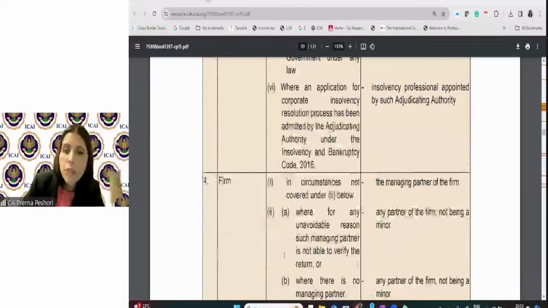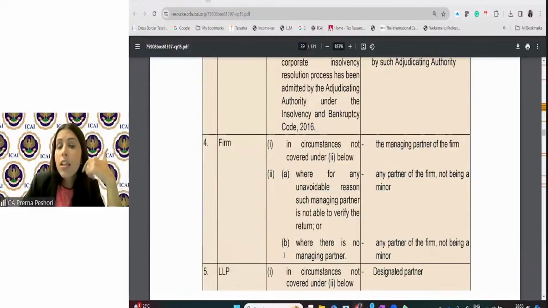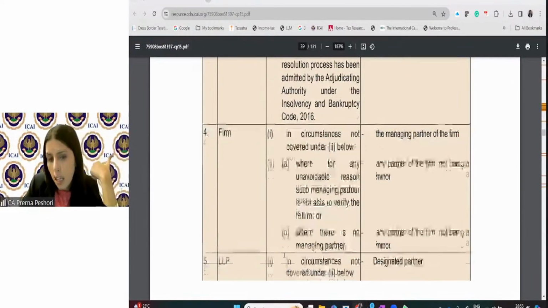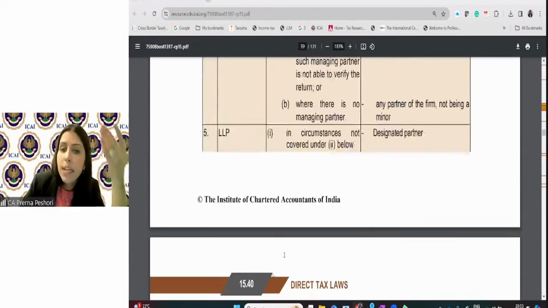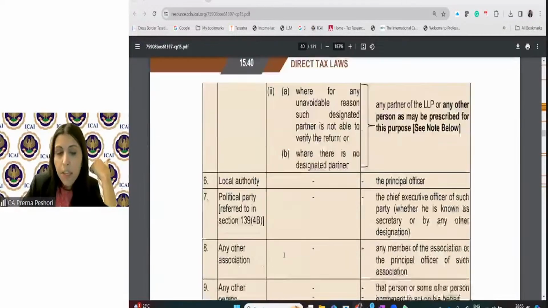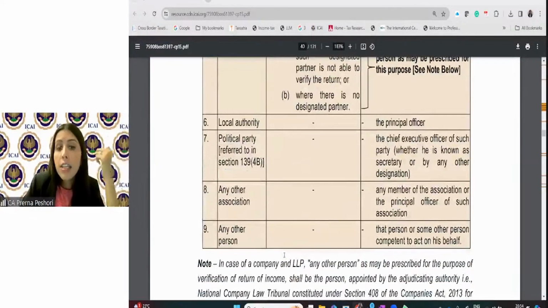In case of firm, the managing partner. In case there is no managing partner available, then any other partner of the firm. For LLP, it is a designated partner, right? For the local authority, the principal officer. For political party, chief executive officer. So these are the persons who can verify the return of income.